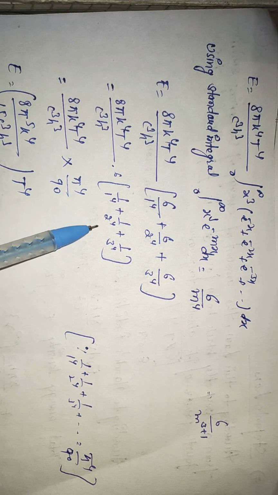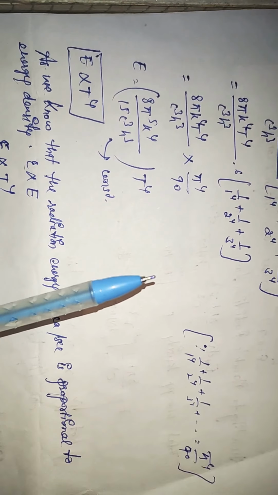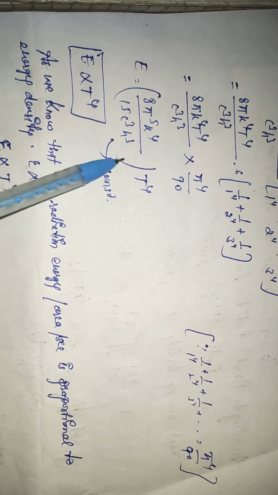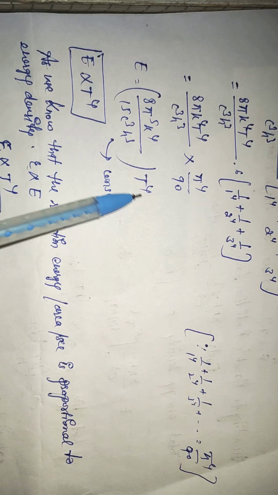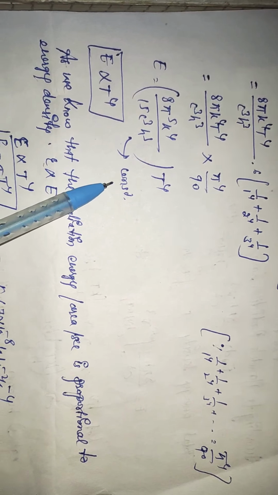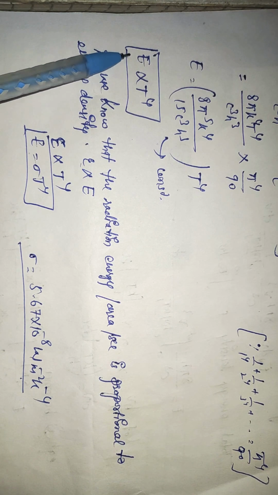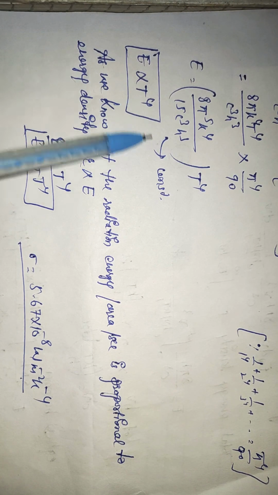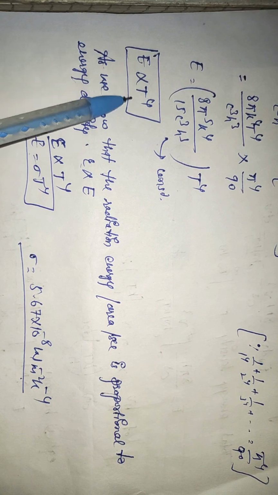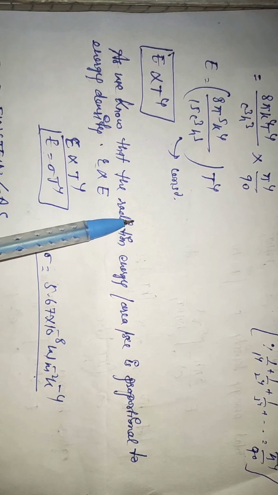Now solving this further, we have this standard value. Substituting this value, we are left with E equals a constant term into temperature raised to the power 4. So we derived this law, we reached this law with the help of Planck's radiation law. This is nothing but the energy emitted by a black body being directly related with the fourth power of the absolute temperature. So this is nothing but Stefan's law.